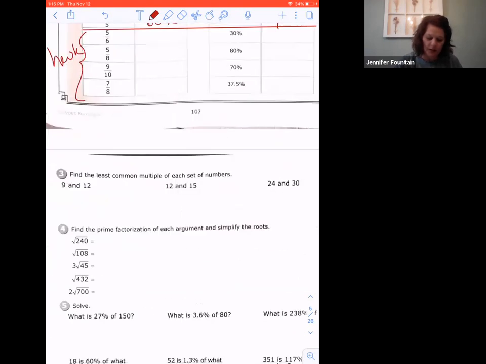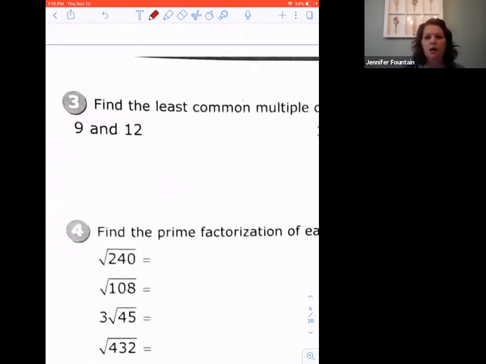Okay, let's move on to activities 3. We're going to do a couple of things to review right here. It says find the least common multiple of each set of numbers. Remember we talked about how multiples mean, like with 9 and 12, 9 times 1, 9 times 2, 9 times 3, 9 times 4. So instead of having to list out a whole bunch of multiples, we can use our prime factorization to determine what the least common multiple is.